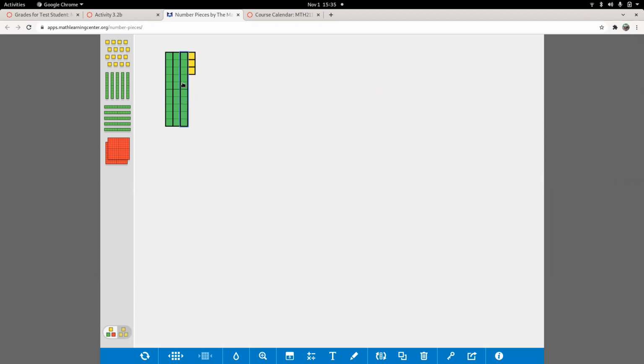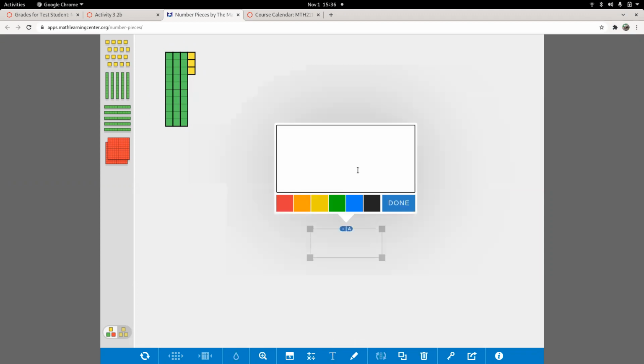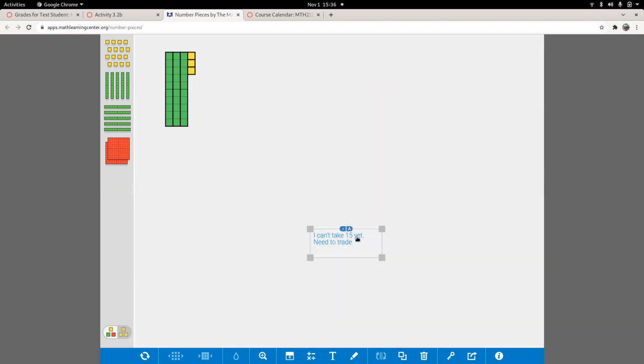So I got to deal with that. So I'm just going to make a little note here. You can either draw this on paper or on the screen. Use my typewriter tool. I need to do a trade. So I'm just going to redo this set here. And again, this right here is my 33. So I'm just going to redo this.